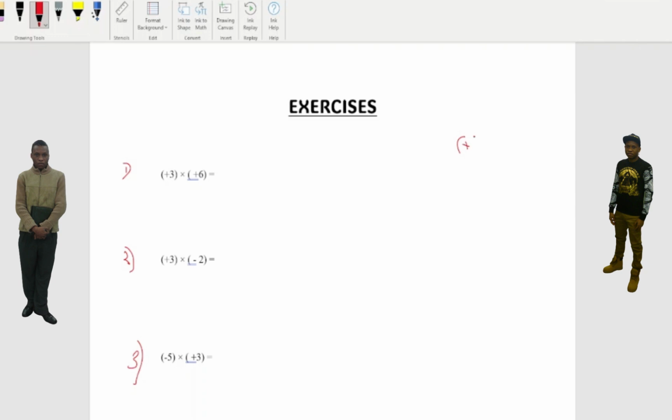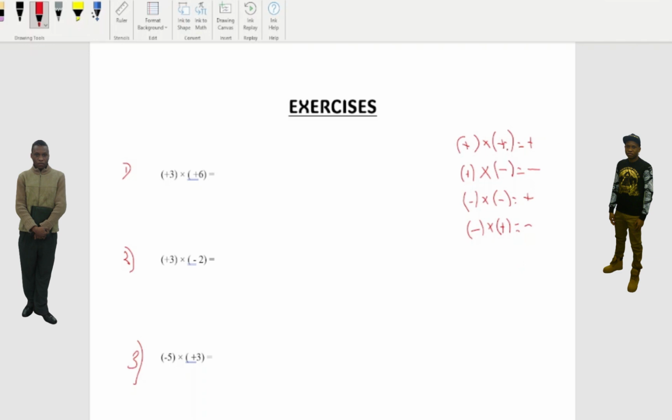When you have positive times positive, you get positive. When you have positive times negative, you get negative. When you have negative times negative, you get positive. When you have negative times positive, you get negative. Okay? You have to remember these.